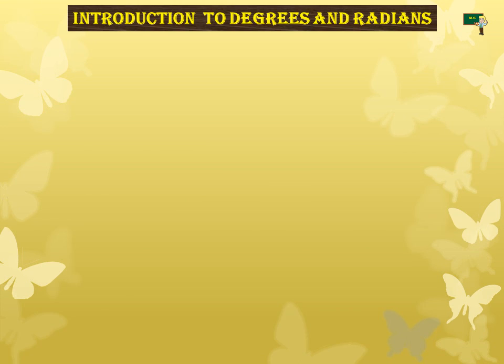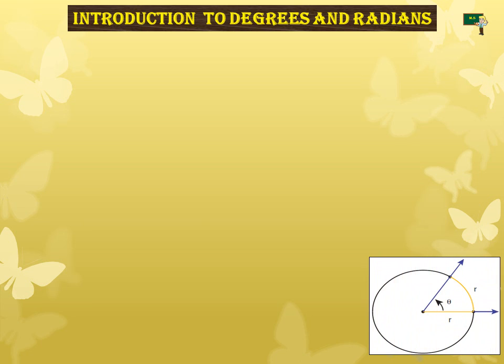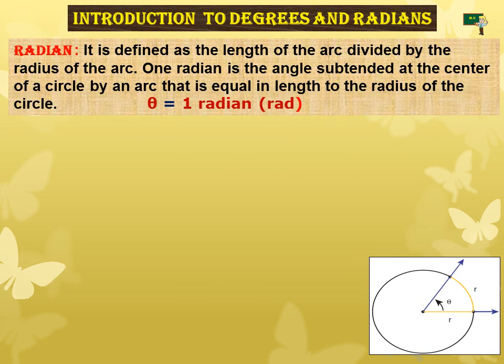Let's see, what do we mean by degrees and radians? I have shown you one picture which denotes the range. In measuring angles, there are several possible units used, but the most common units are degrees and radians. Radians are used in measuring area, volume, circumference of the circle and surface area of spheres.